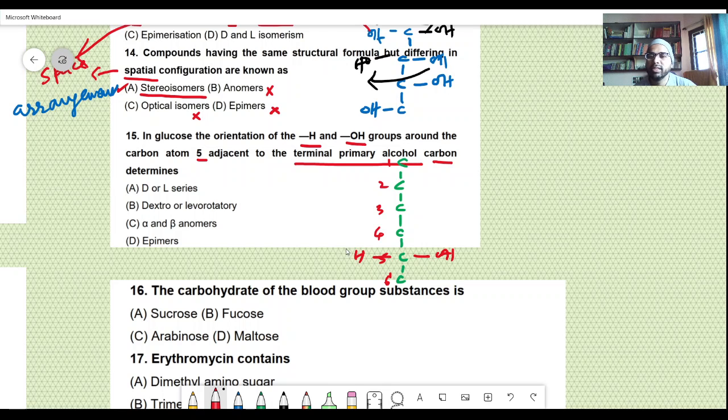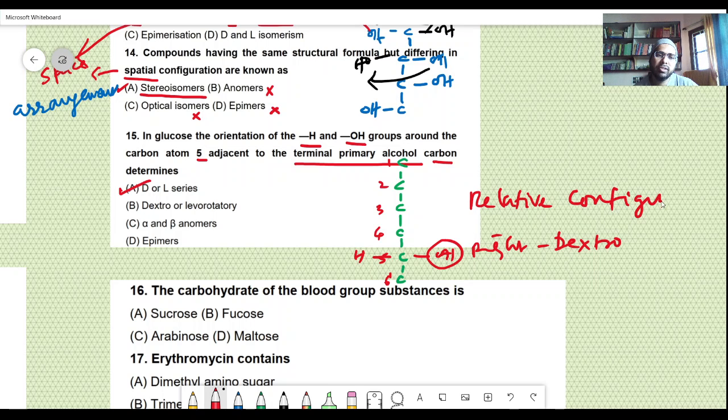Dextro and levo rotatory, both are right answers. So you have D and L. This is the right answer. If it is on the right, we call it dextro. So this is the kind of relative configuration. You must know it is not optical isomerism.